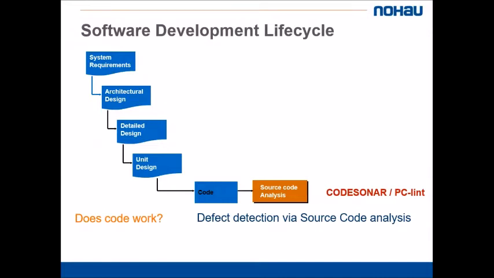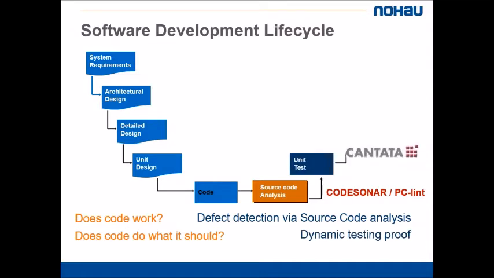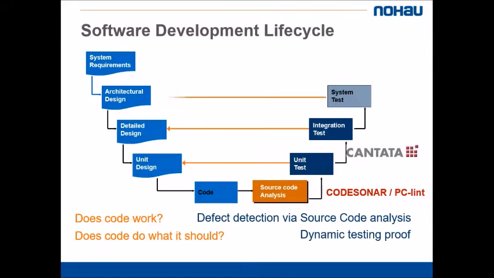The next thing you really want to do is to check the functionality of your code. Does it do what we want it to do? Now we're coming to the unit testing. With unit testing, we mean testing the lower building blocks of your code, things like functions, methods, classes, modules, and this is where Cantata comes in.